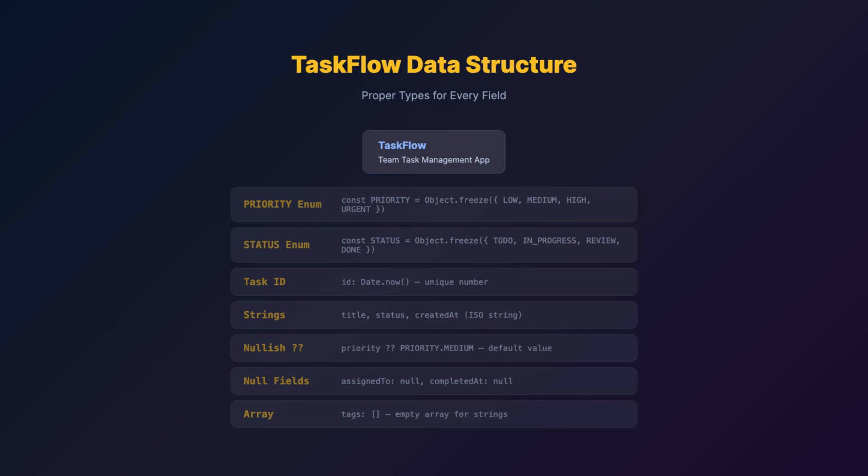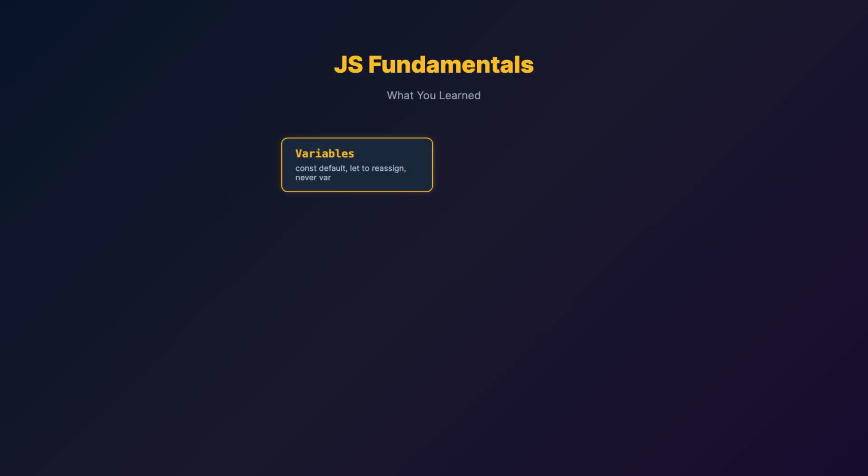Every field uses the right type: strings for text, numbers for ID, null for intentionally empty values, an array for the tags collection. And we used const, Object.freeze, and the nullish coalescing operator, all concepts from this video. Let's recap what you learned.